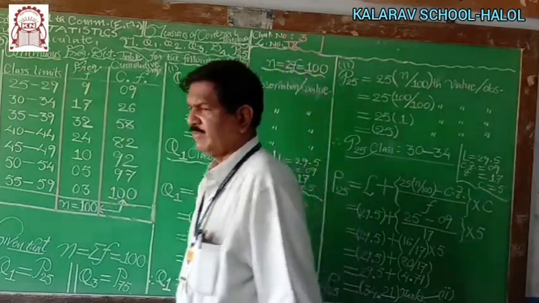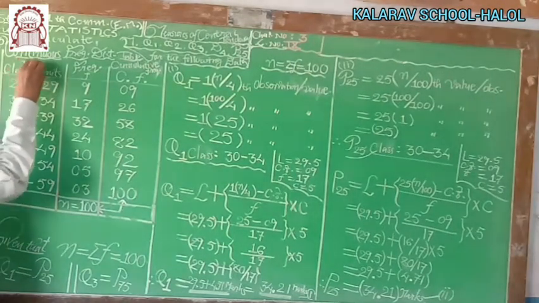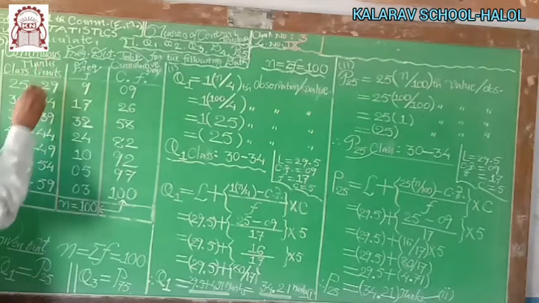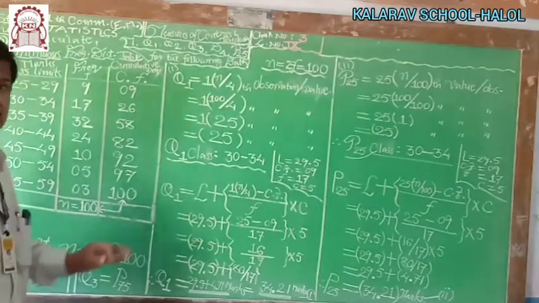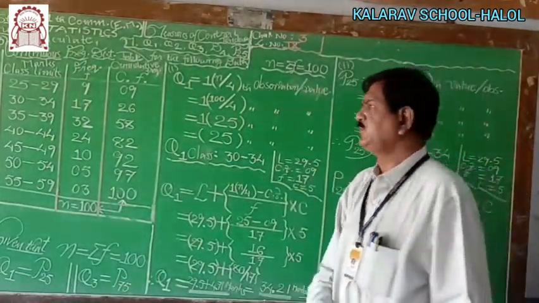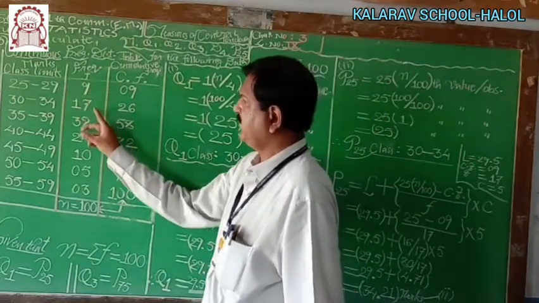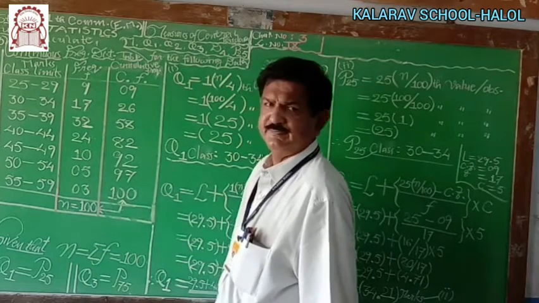These are the marks obtained by the students and the number of students. The class limits are 25 to 29, 30 to 34, 35 to 39, 40 to 44, 45 to 49, 50 to 54 and 55 to 59. Inclusive type classes are given, and the number of students are respectively 9, 17, 32, 24, 10, 5 and 3.